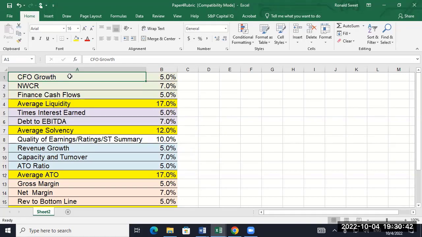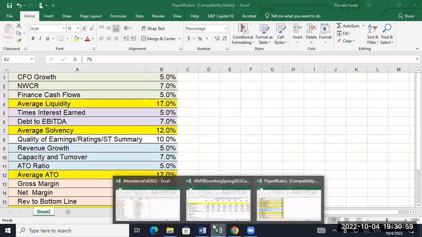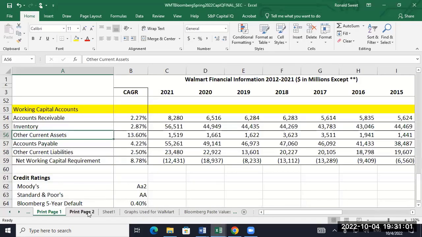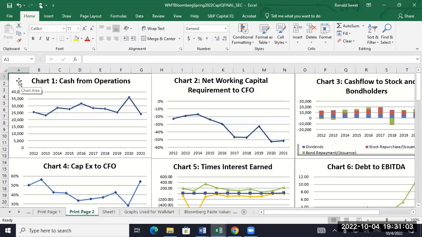The only place that doesn't work well is banks and insurance companies. There's a few places, especially turnover, that don't make a lot of sense, but the categories are still there. So liquidity tends to be the most difficult one. Here, we're going to look at 3 things. And so what you're going to do with your file is, print page 2 has the graphs.